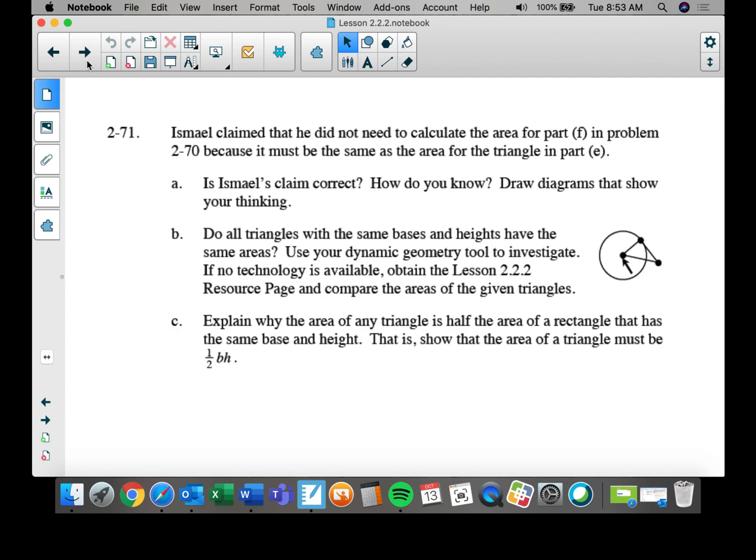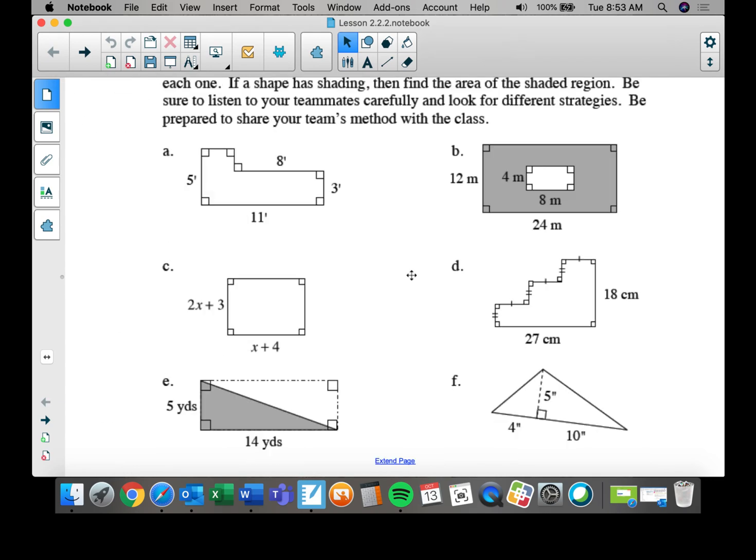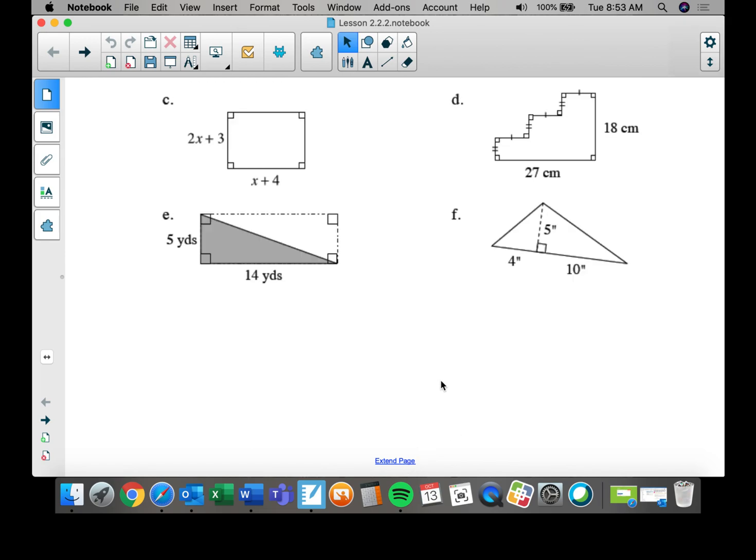Ishmael claimed that he did not need to calculate the area for part F in problem 270 because it must be the same as the area of the triangle for part E. Is he correct? How do you know? I'm going to go back and take a look at that one. What I want you to notice in this problem is that this triangle is half of this rectangle.